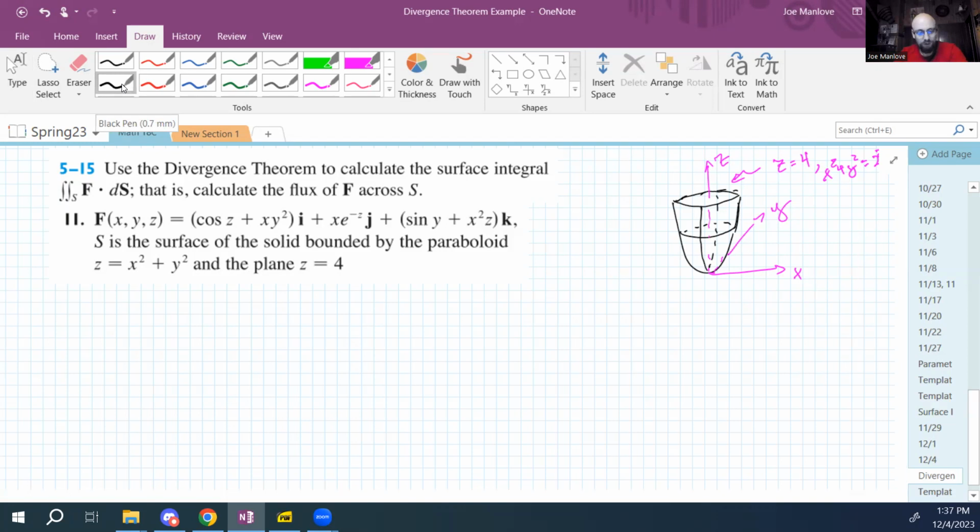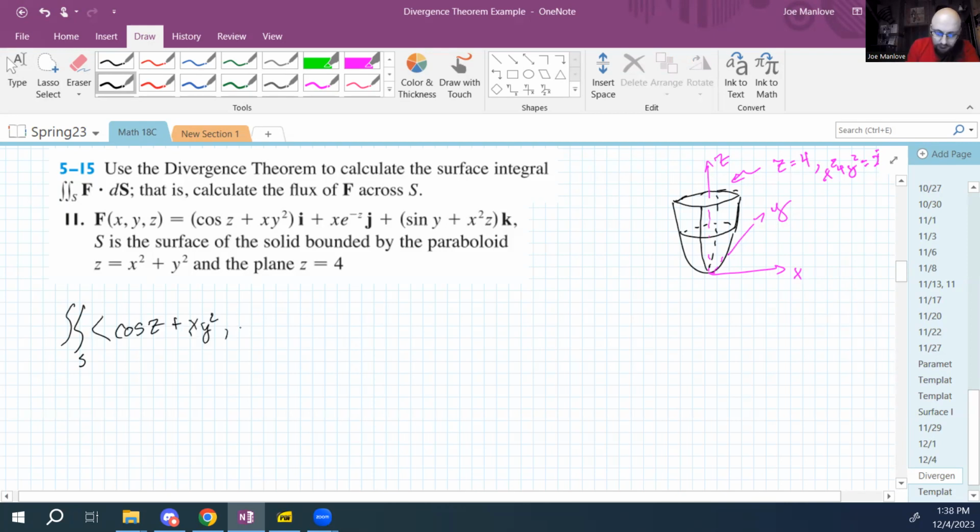Okay, so first things first, I need to set up my problem. The thing they asked me to compute is the double integral over my surface, right? That's just the skin of this thing, of my vector field. My vector field is cosine z plus x y squared, comma, x e to the minus z, comma, sine y plus x squared z, dS.